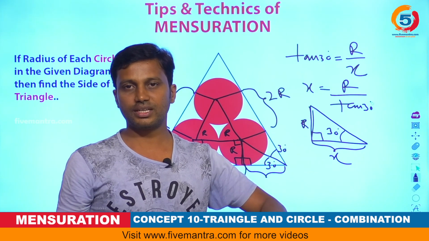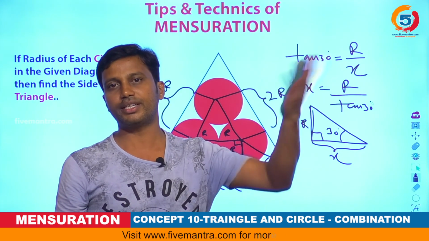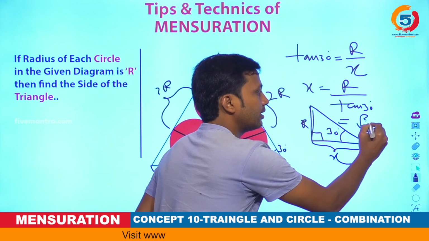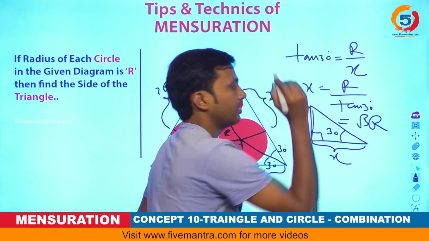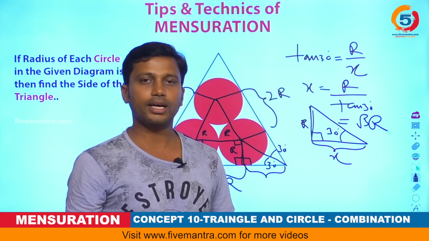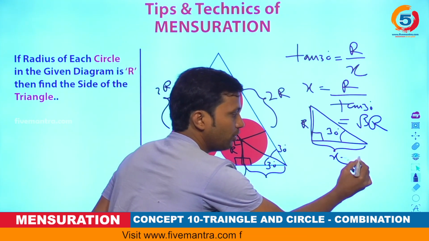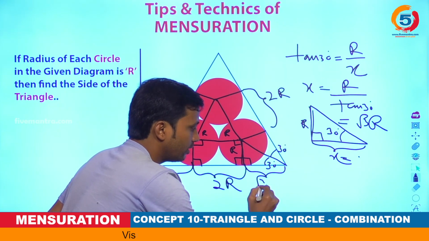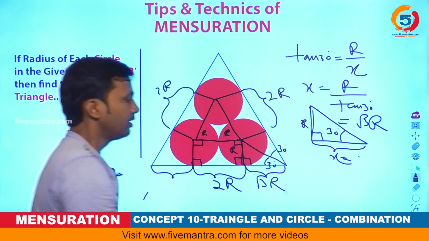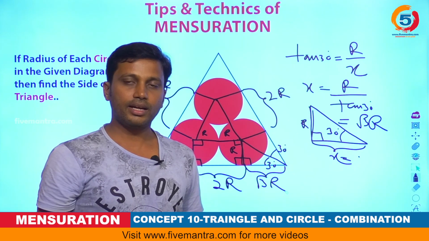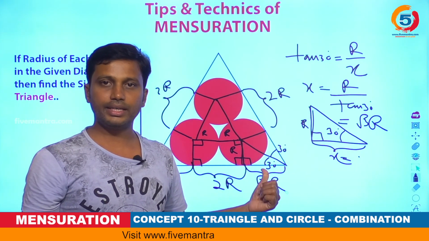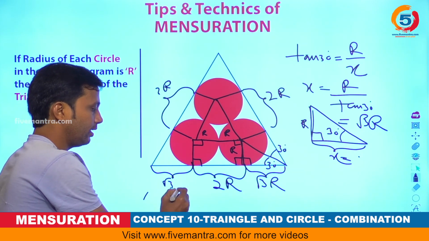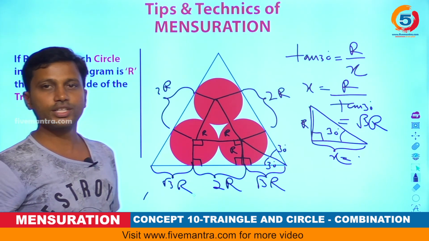When 1 by root 3 is written under the denominator, it will be inverted, and the final value of that would be how much? Root 3 r. So finally we got the required value or not? So our corner part is also solved. How much is that? Root 3 r. Since it's an equilateral triangle and all circles are of equal radii, this corner will also have the same length, root 3 r.